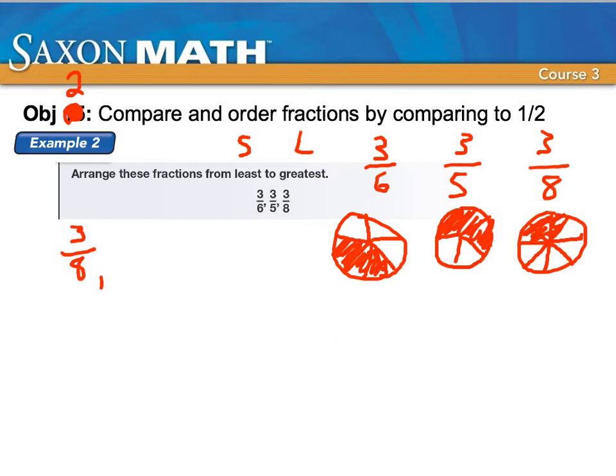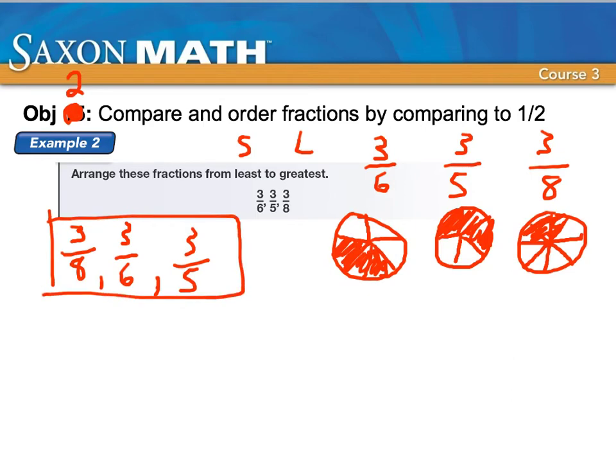Now next, if I would have drawn this a little bit better, it would be easier to see, but this 3/6 is exactly half the pizza. 3 out of 6 pieces. I've got 3 pieces taken up right here, and still 3 pieces left over. Here, I've got 3 pieces taken up and only 2 left over. So this one right here is more. So my next one in order is 3/6. That's the next smallest. And that leaves me with the last one at 3/5. So 3/8, 3/6, 3/5.